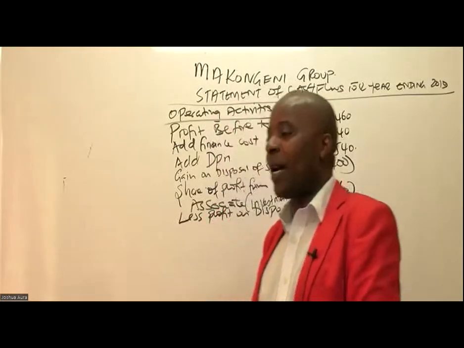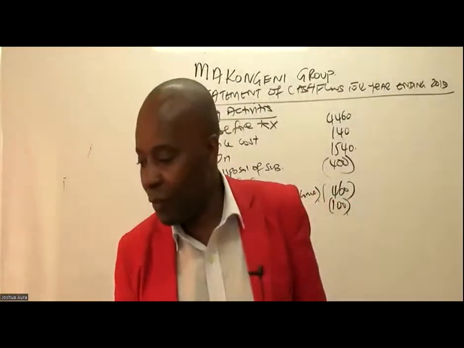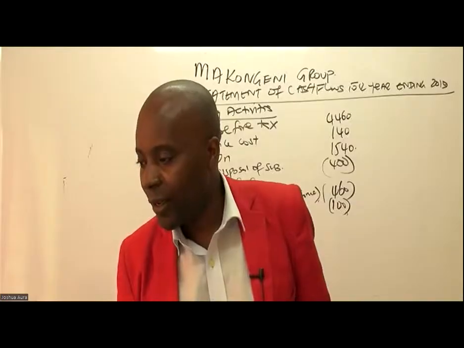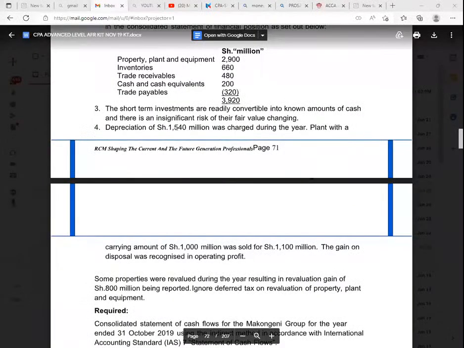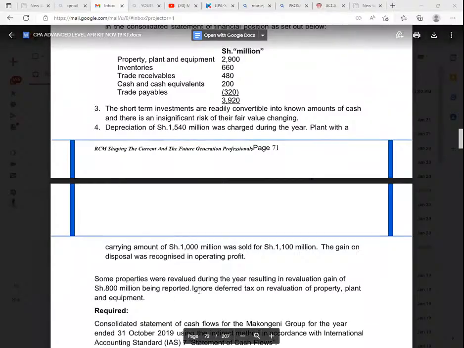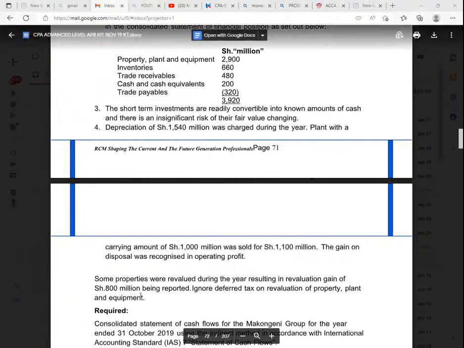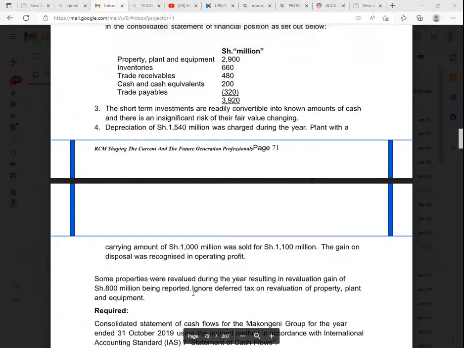Great. So come back here. Do we have any revaluations? Because revaluations will normally affect us. You can see here some properties were revalued during the year, resulting in a revaluation gain of shillings 800 million being reported. Ignore deferred tax on revaluation of PPE. But the thing is, there was a revaluation there.